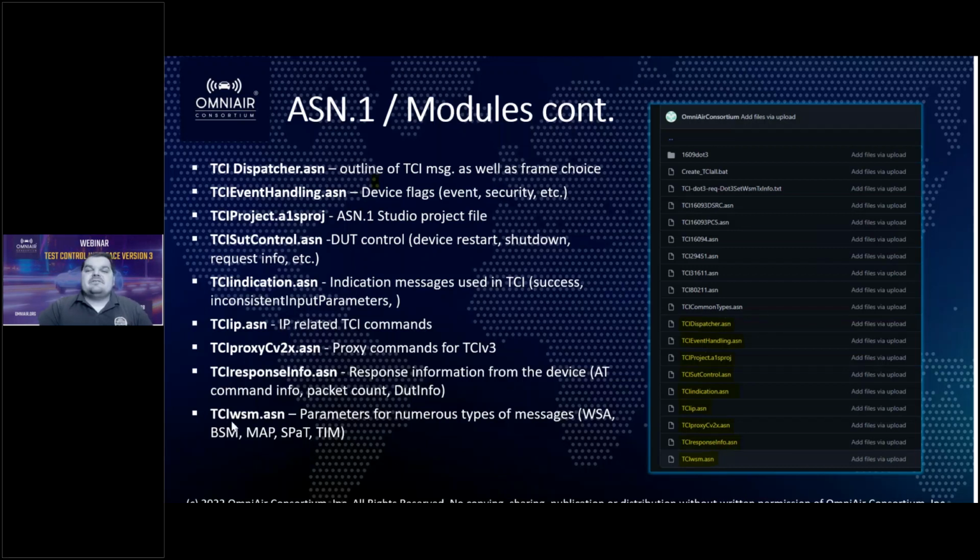For the last two modules, we have the TCI response info.asn, which is just response information from the DUT, whether that's packet count, DUT information, I think hardware revision, software revision. And lastly, we have the TCI WSM. That's going to be parameters for numerous types of messages. I think the messages on there currently are WSAs, BSMs, MAPs, SPATs, and TIMs.